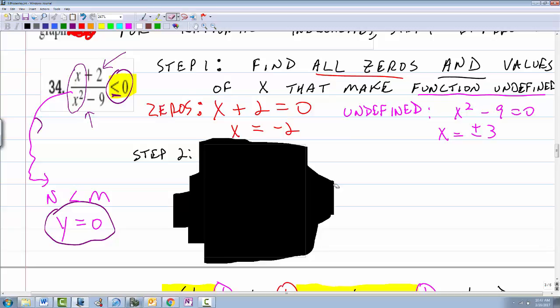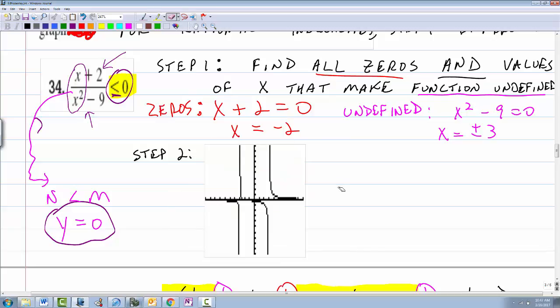Then I go to my graphing calculator and I just graph it. And now I make sense out of this drawing. This drawing is perfectly sensible to me now. -2 is the x-intercept. The vertical asymptotes are at x equals 3 and x equals -3. And lo and behold, look at it again.